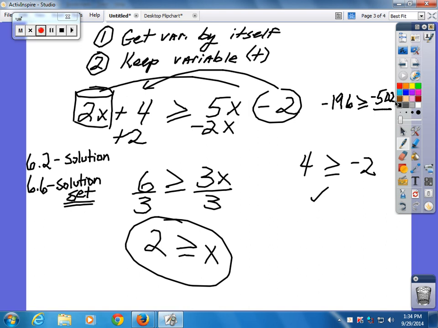So, now you see why I put these two sections together. I put them together because you already know how to do this. And I don't want you to forget. So, I want you to do 6.2 and 6.6 together.